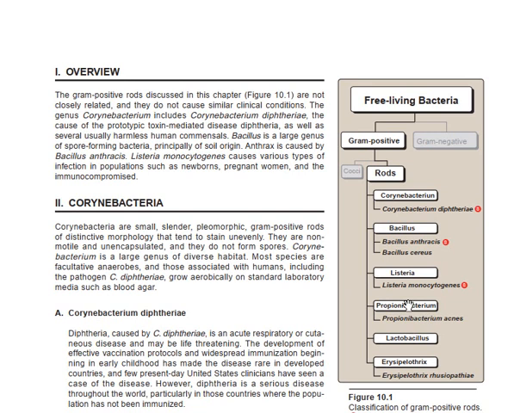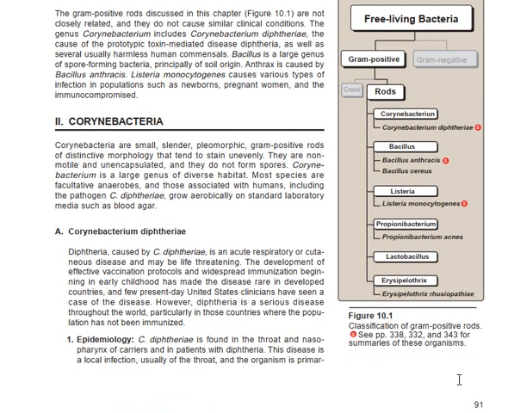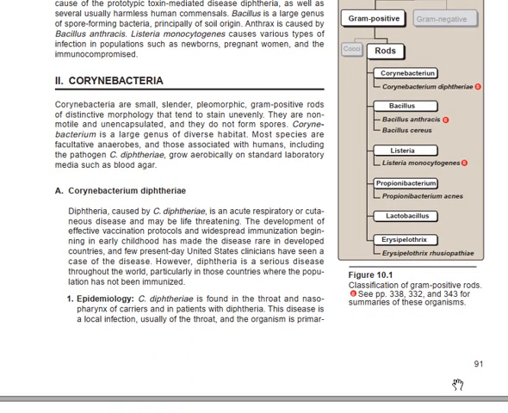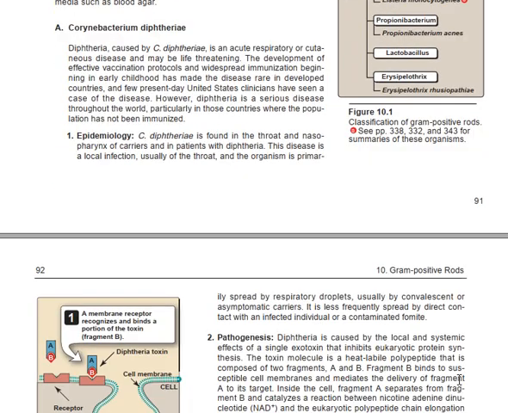Gram-positive rods also include Propionibacterium. An example of Propionibacterium is Propionibacterium acnes. Another example of a gram-positive rod is Lactobacillus. And the last example is Erysipelothrix. The example is Erysipelothrix rhusiopathiae. So that's the classification.